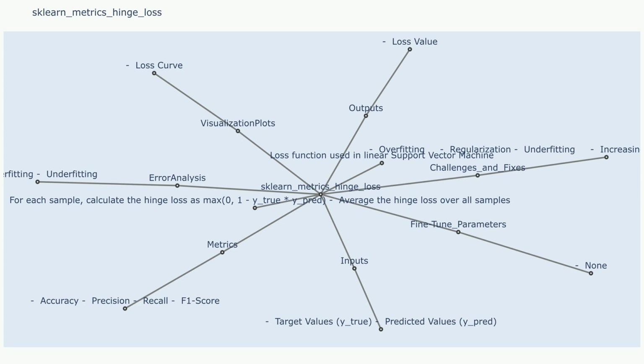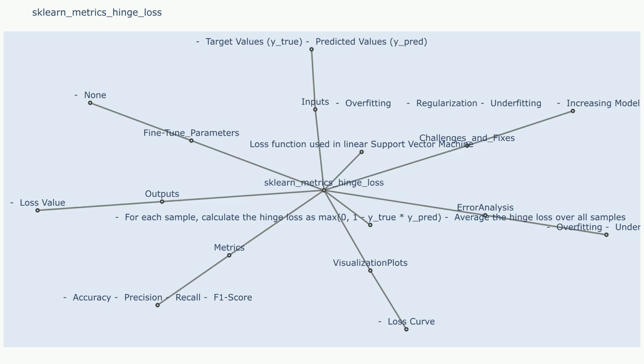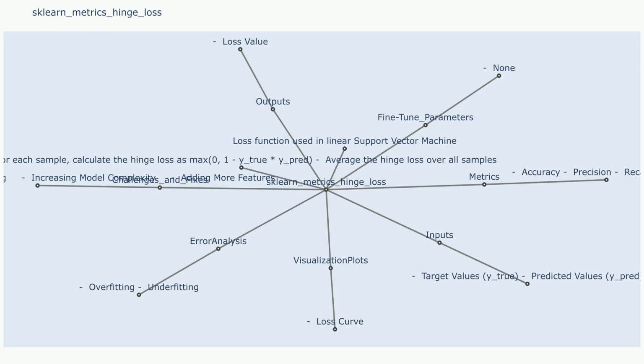sklearn.metrics.hinge_loss. Description: the hinge loss is a loss function used in the context of binary classification. It measures the misclassification error by penalizing incorrect predictions based on the margin of the decision boundary.